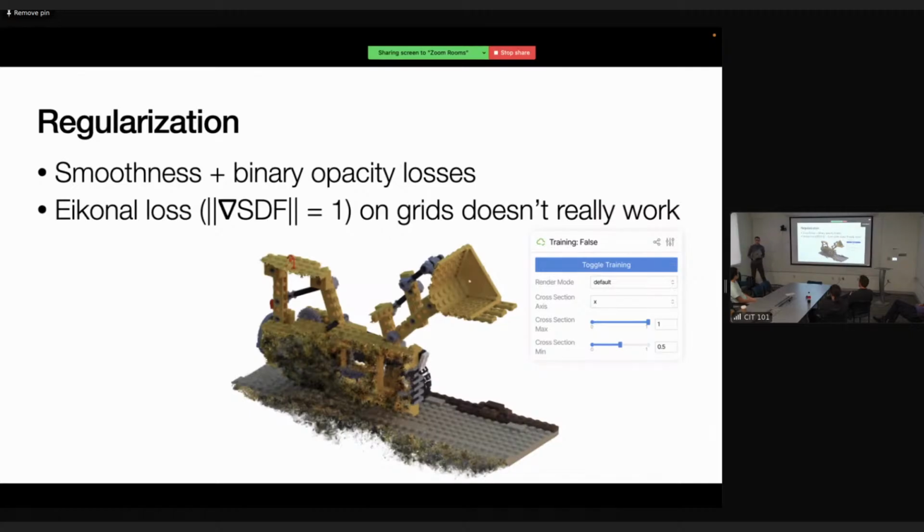Yeah, but I think you can't get around this because the area inside the shape is unconstrained by the rendering loss. So you need something to get rid of the fog. Okay, that fog.